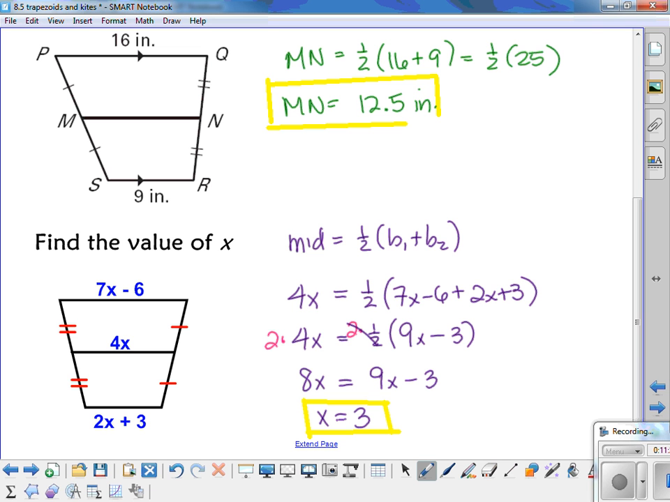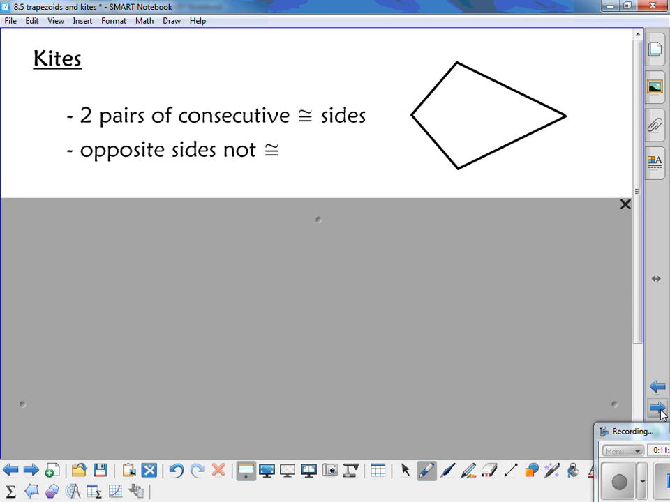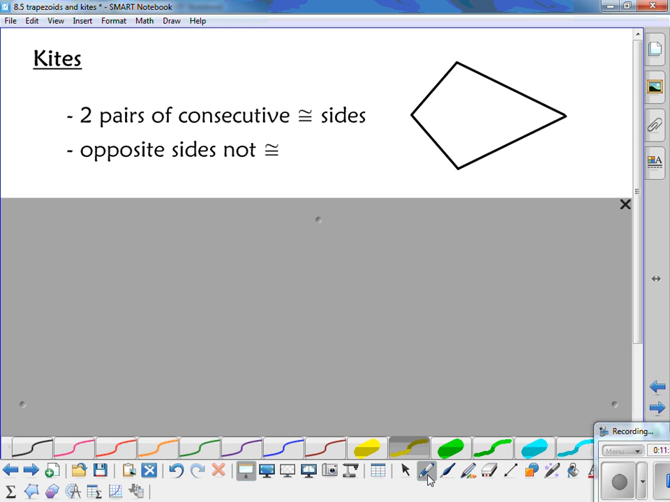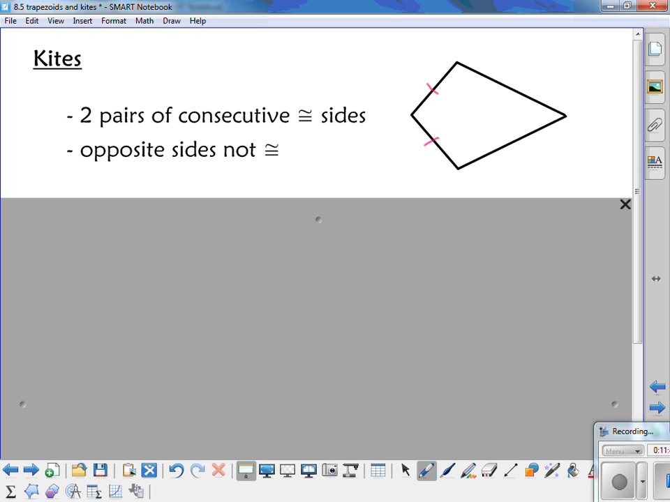Alright, now we're going to talk about kites. A kite is also a quadrilateral, but with a kite you have two pairs of consecutive congruent sides. So instead of opposite sides being congruent, the consecutive sides are congruent. So those two would be congruent and these two would be congruent to each other. So it's important to remember the opposite sides are not parallel on a kite.